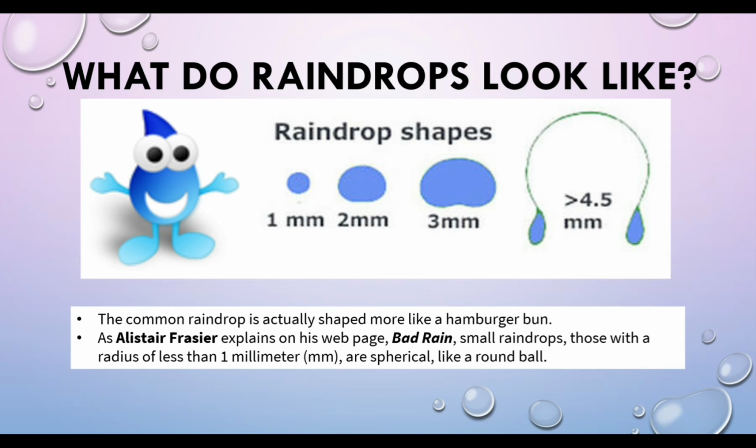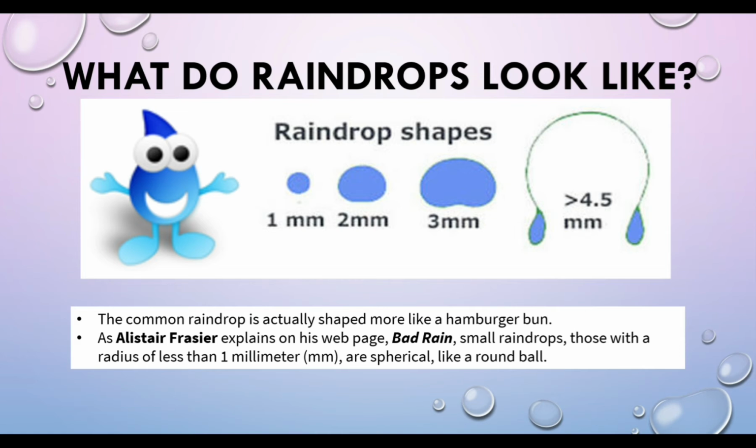As Alistair Frazier explains on his webpage, Bad Rain, small raindrops, those with a radius of less than 1 millimeter, are spherical, like a round ball. As droplets collide and grow in size, the bottom of the drop begins to be affected by the resistance of the air it is falling through. The bottom of the drop starts to flatten out until at about 2 to 3 millimeters in diameter, the bottom is quite flat with an indentation in the middle.